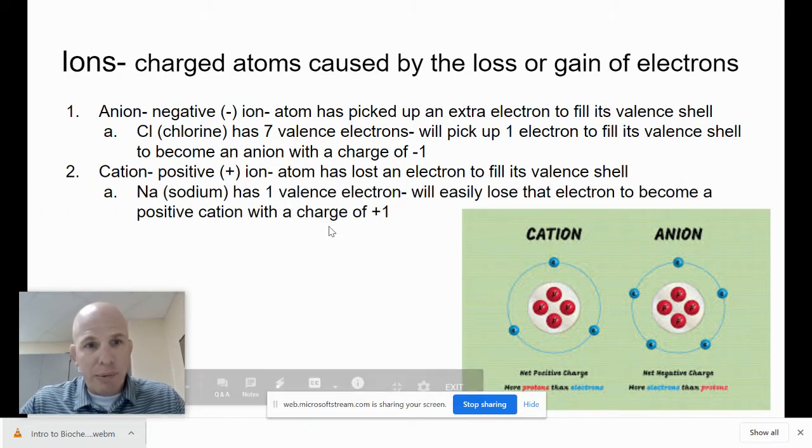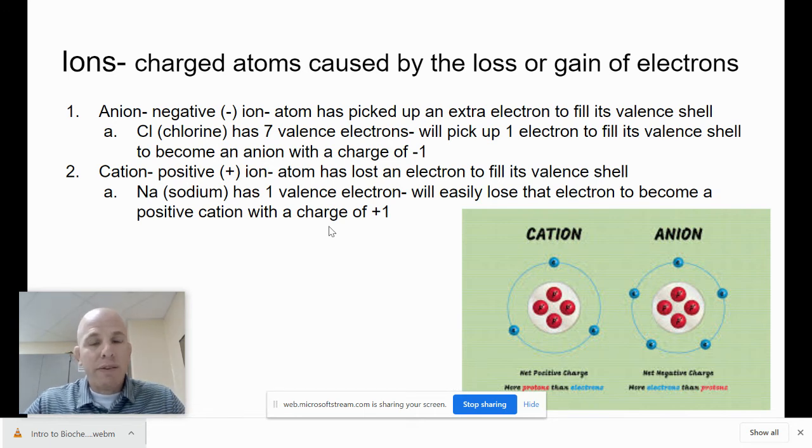Sodium is a great example. Sodium has 1 valence electron. So that one little loner out there, it's a lot easier for sodium to get rid of 1 electron than it is to pick up 7 more to get to 8 electrons. Okay, so it's going to lose that guy, and then it's going to end up with a charge of +1 because now it's going to have 1 more proton than it does electrons.